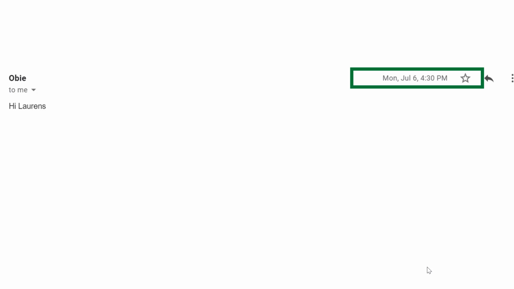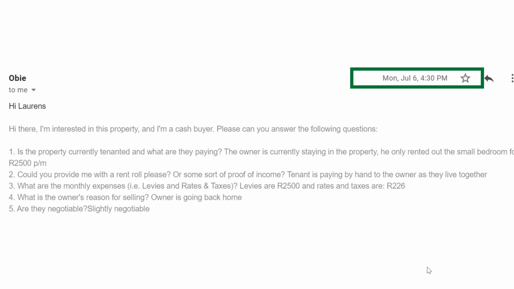What kind of personality do you think he is? Is he extroverted? Is he introverted? Is he task-orientated? Is he people-orientated? Okay. And now in his email, he answered all of my questions. He answered what the rent is. He answered the expenses. Are they negotiable? What's the owner's reason for selling? So he answered all of my questions, and he got back to me really, really quickly.